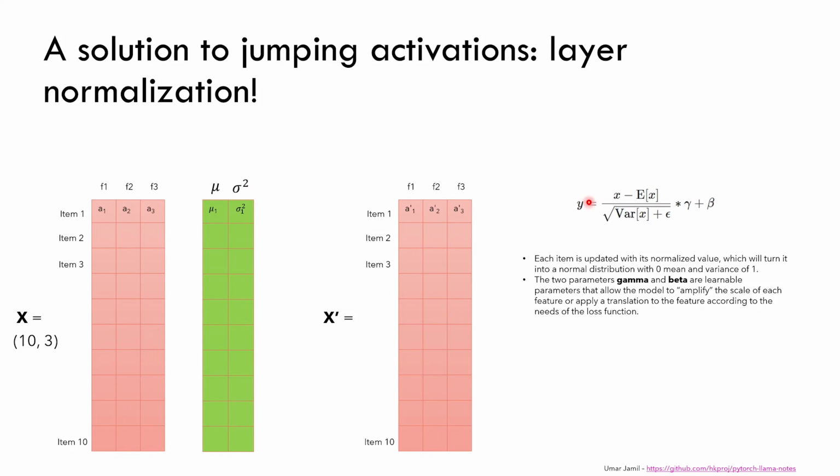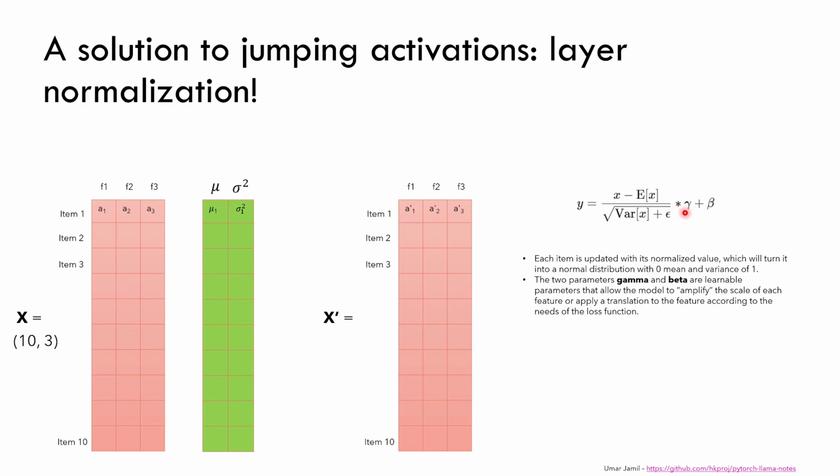So we take basically x minus its mu, so each item minus the mu, divided by the square root of the variance plus epsilon, where epsilon is a very small number, so that we never divide by 0 in this way, even if the variance is very small.